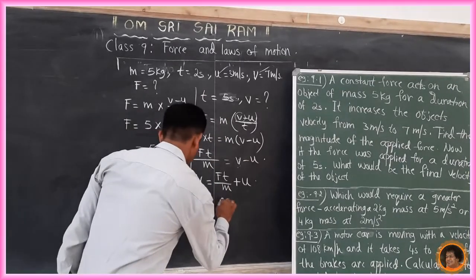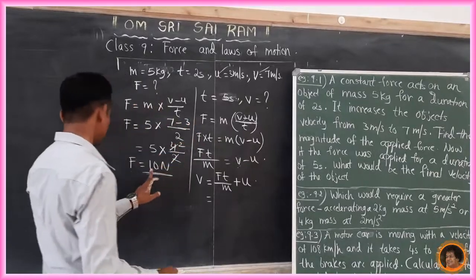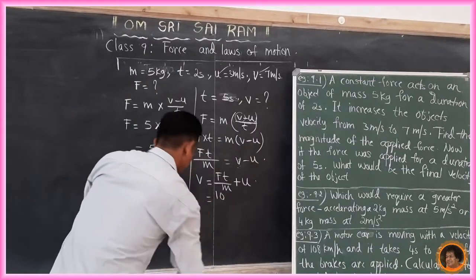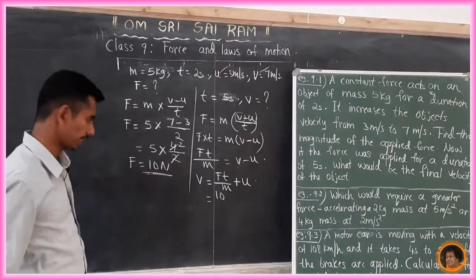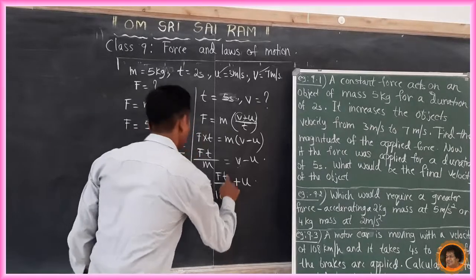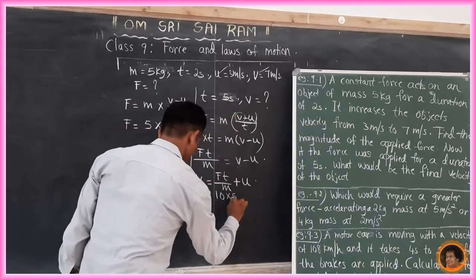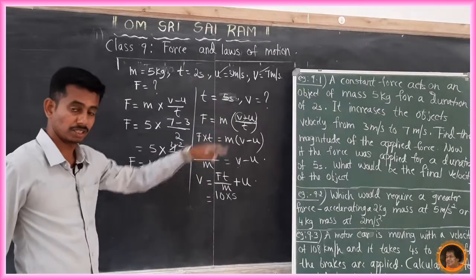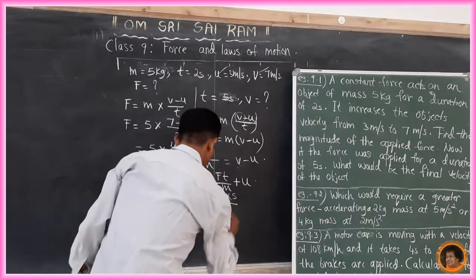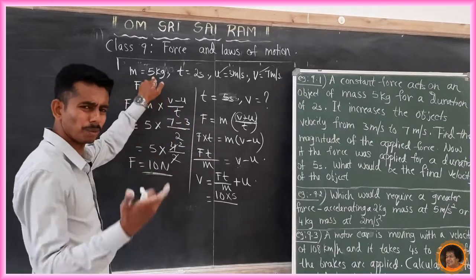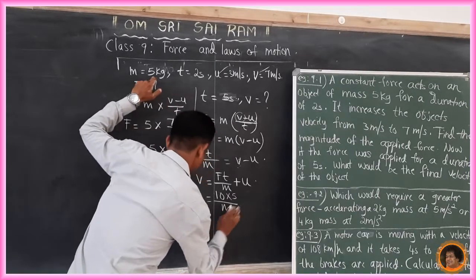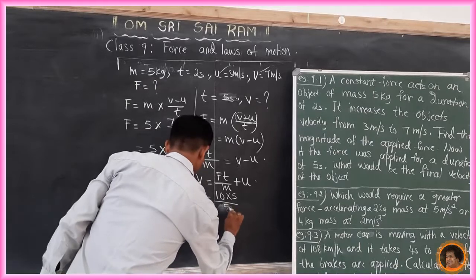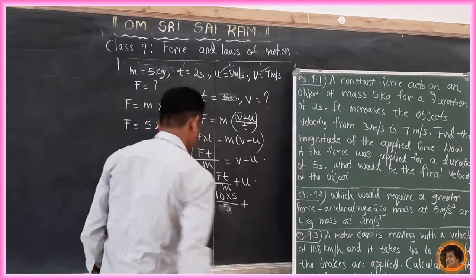Now, substitute the value. What is F? F is already 10. That is 10 into t. Now, t equals 5 seconds. So, 5. Do not write 2 because t is 5 seconds, divided by m. What is m? The same object, so its mass does not change. It is 5 only. Yes, 5 plus u.